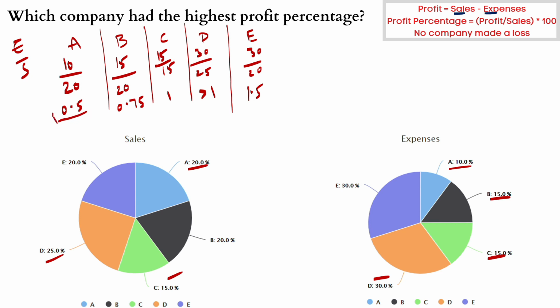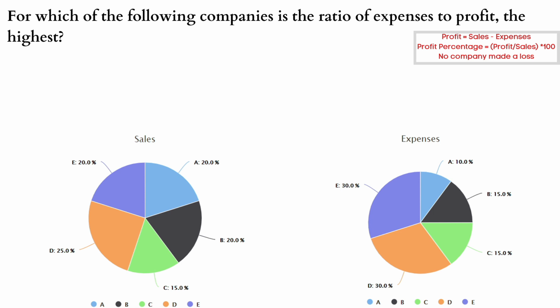0.5. And so this is for company A, right? So we can say that the highest profit percentage among all the companies is for company A. So the answer is company A. Move on to the second one here.